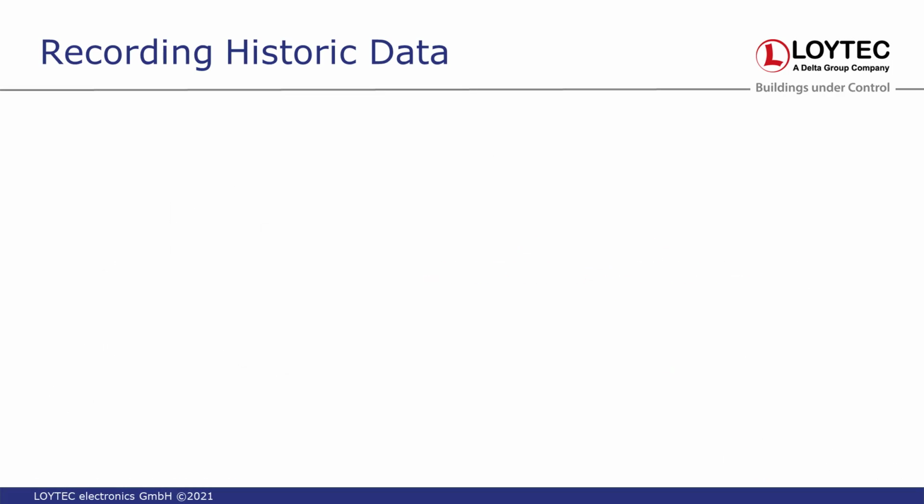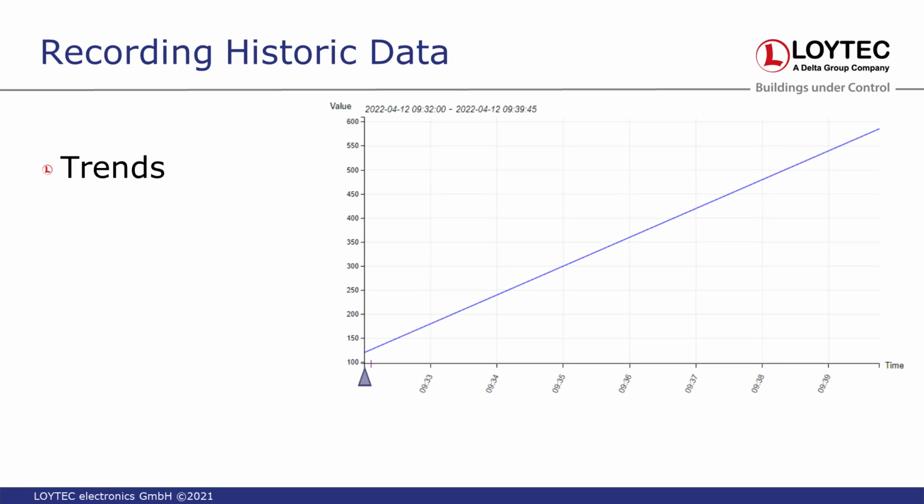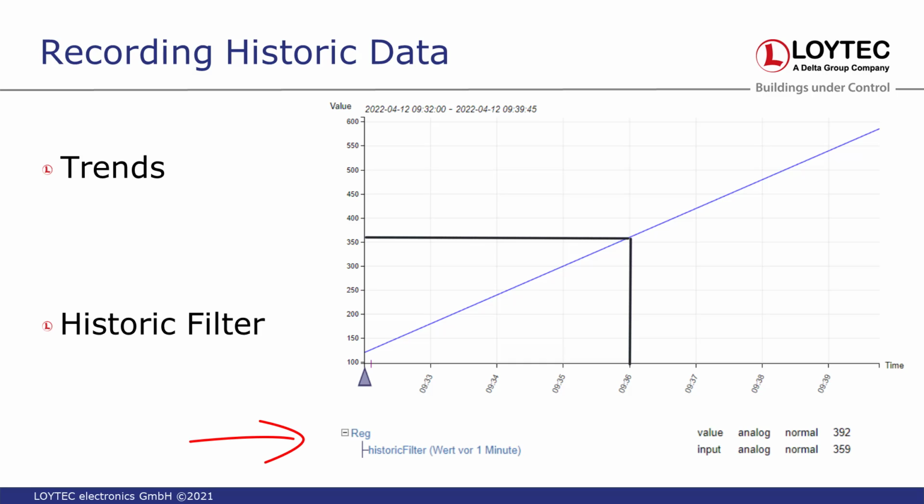There are two ways to record historic data. On the one hand, there are trends. These capture the value of a data point over a defined period of time and map the historical change in value over time. On the other hand, there are historical filters, which are state snapshots of historical points in time mapped onto data points that can also show mathematical correlations.